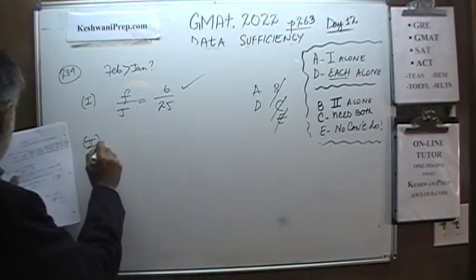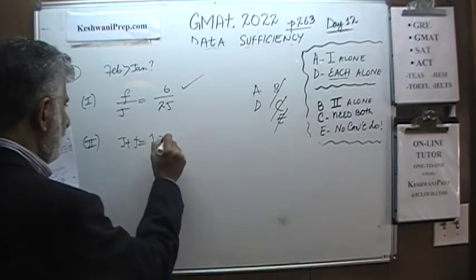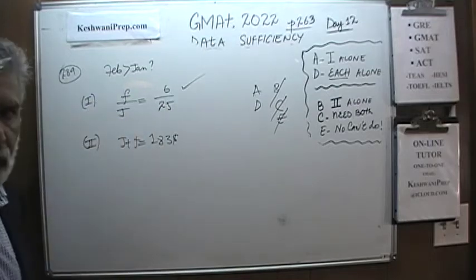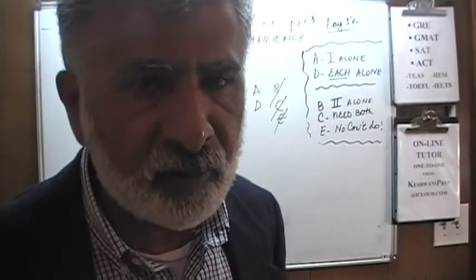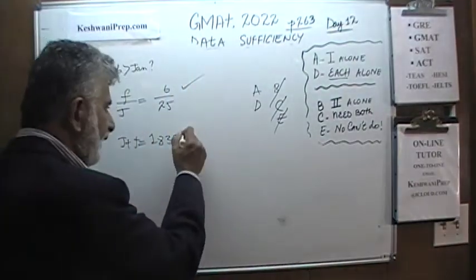Second statement tells us that the bill for January and February was $183. Now, second statement by itself, knowing that the two bills together were $183, does not enable us to figure out which month was greater. Second statement by itself is not enough, and therefore the answer is A.